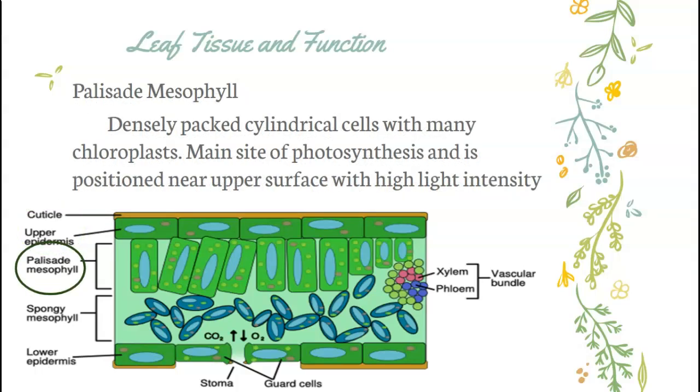Next layer down is the palisade mesophyll. You'll notice that these, in comparison to the blue cells underneath in the image, are very densely packed. They're so densely packed because this is where photosynthesis takes place. They need as many cells as possible to be able to produce as much glucose and oxygen as a plant needs. So they're positioned near the top because that's where the sun comes in, right? The sun hits the plant from the top, not from the bottom. So they need to be near the sun, and they need as many cells as possible to do as much photosynthesis as possible.